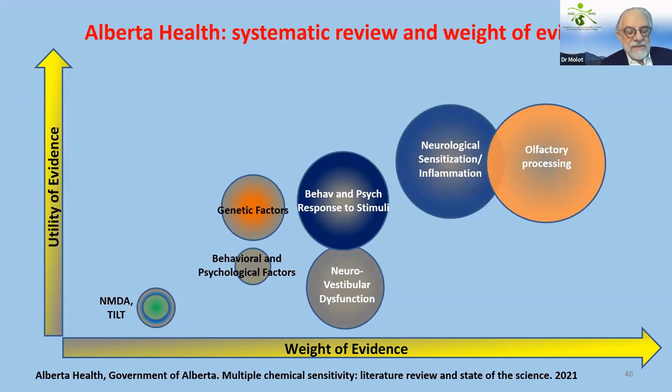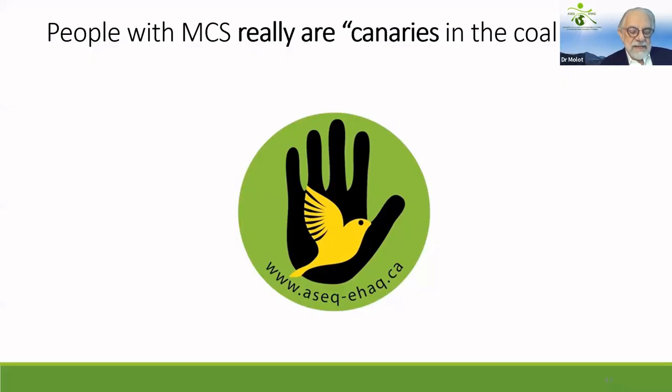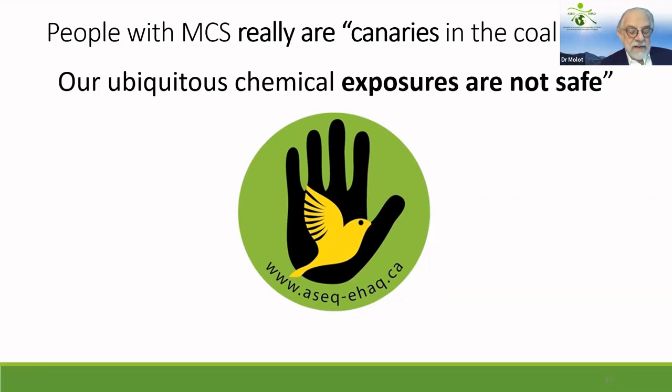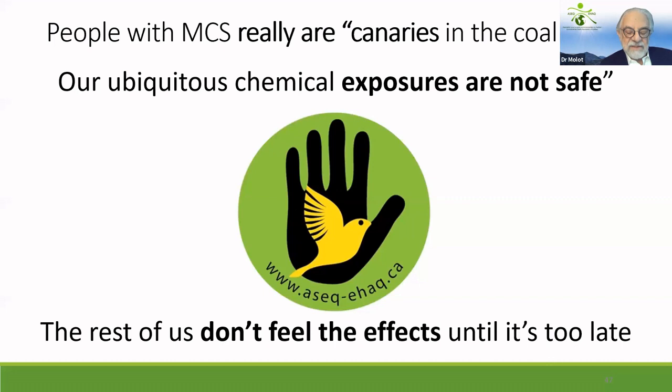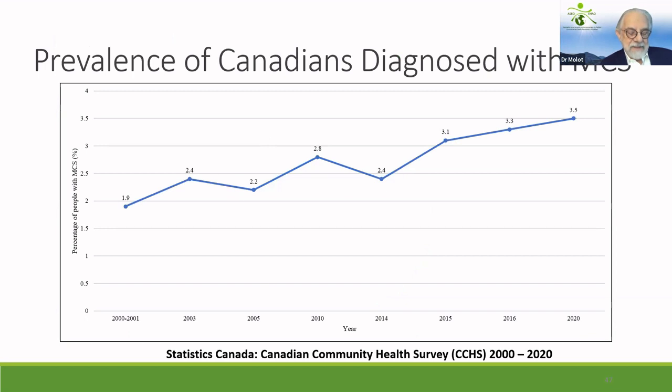The weight of evidence from this systematic review is clear that MCS is due to neurological sensitization to chemicals with changes in olfactory processing. People with MCS really are the proverbial canaries in the coal mine. They're warning us that our ubiquitous everyday chemical exposures are not safe. The difference is that the rest of us don't feel the effects of the chemical exposures until it's too late. Data collected by Statistics Canada from the Canadian Community Health Survey over 20 years, starting in the year 2000, show that the percentage of the prevalence of Canadians diagnosed with MCS has almost doubled.